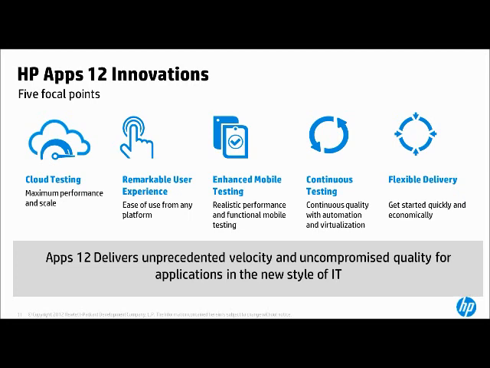I'm going to just very briefly touch on them because I know we definitely want to have plenty of time for questions today as well. But I want to highlight these 5 areas and what's the significance of each one. The first is cloud testing. So Apps 12 and our solutions, our ALM product, Performance Center, Load Runner, those capabilities are being designed to enable you to scale your tests much more effectively.